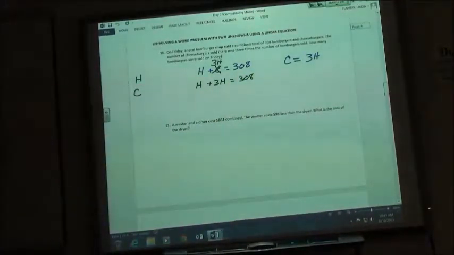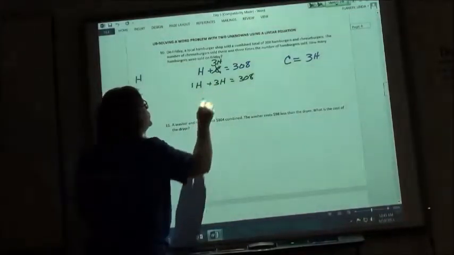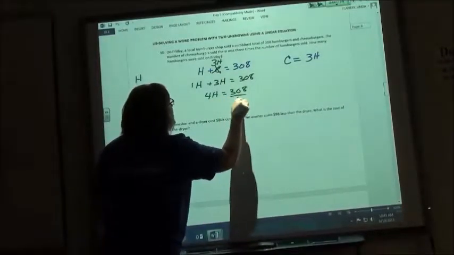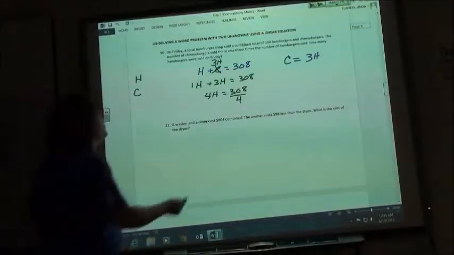And that's pretty easy to solve. I'm going to start by combining my like terms. 1H plus 3H would be 4H equals 308. And so in order to solve that, we just have to go ahead and divide by our 4. 308 divided by 4 gives me 77 hamburgers.